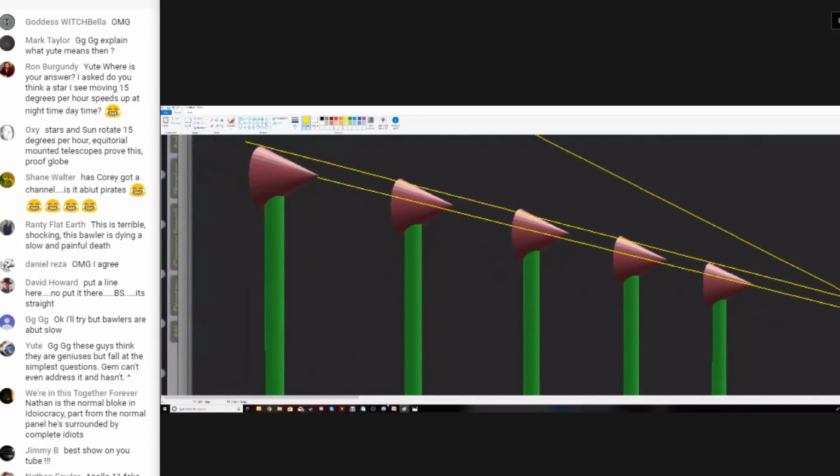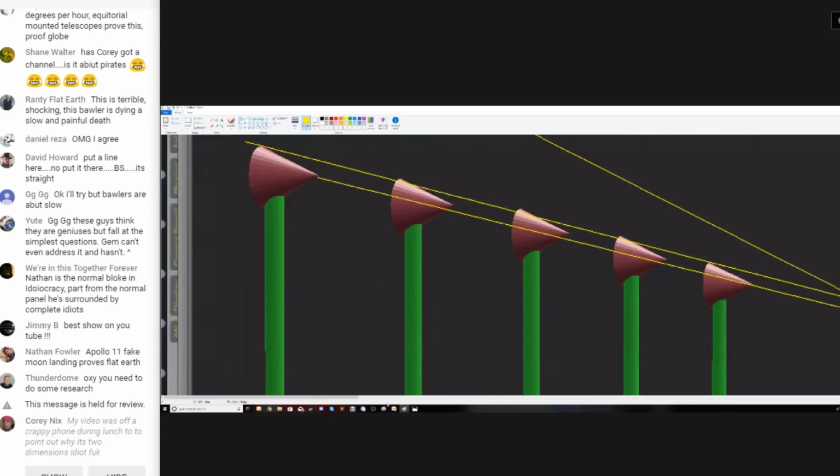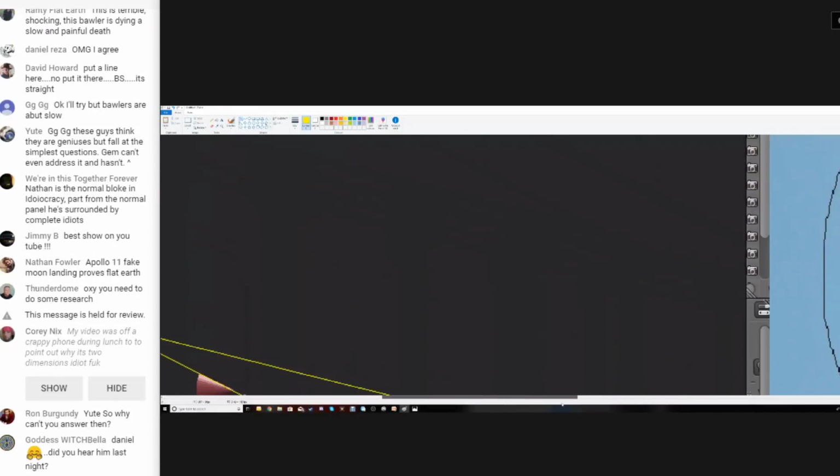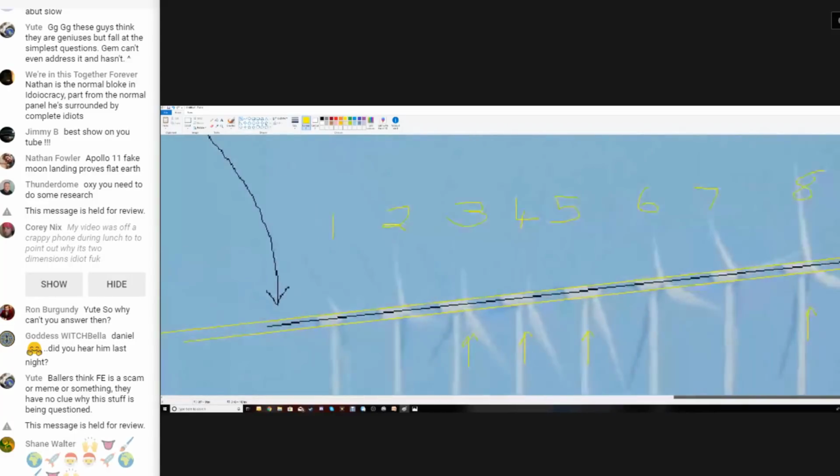They curve on your maths. They curve in your models. They curve because they are built on a curve. But in reality, they don't curve. They go in line with perspective. Yes, correct.